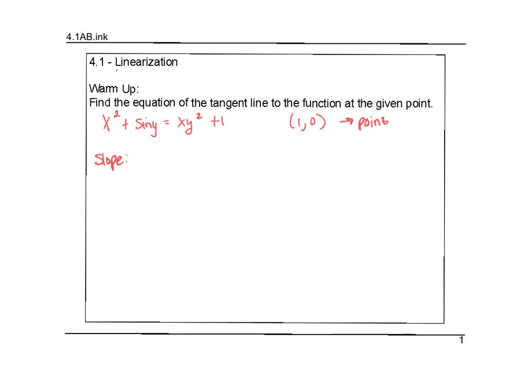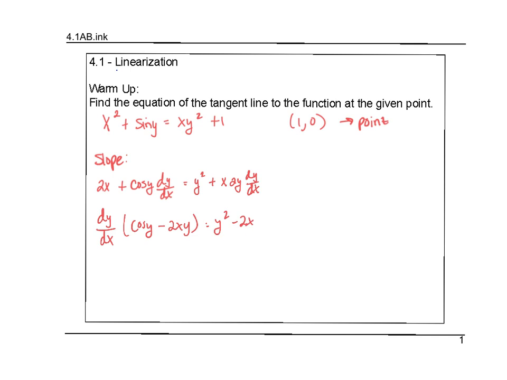Our slope, we derive implicitly, so 2x plus cosine y dy over dx equals, here we have a product rule, so x derives to 1, y squared stays, plus x stays, y squared derives to 2y, dy over dx, and the 1 goes to 0. Okay. My next step is to isolate the dy over dx. So I'm moving my dy dx terms to the left, my non-dy dx terms to the right, and factoring. And then finally dividing by that cosine y minus 2xy.